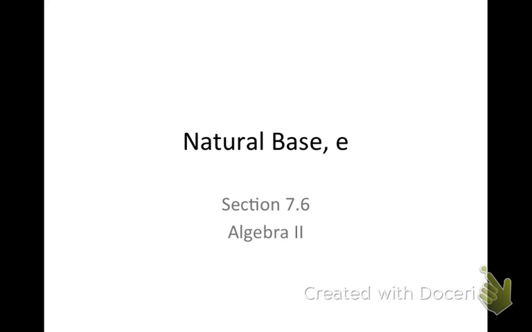So today we're going to talk about the natural base, also known as e. If you look at your calculators, we'll be using calculators today. We've been having more success with the actual calculators than the phone calculator. So if you have a phone calculator, I'd probably get an actual one, just because some of the functions are a little different. So, natural base e, section 7.6 today.